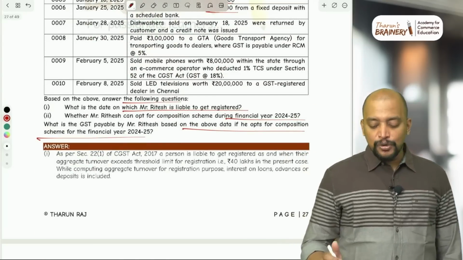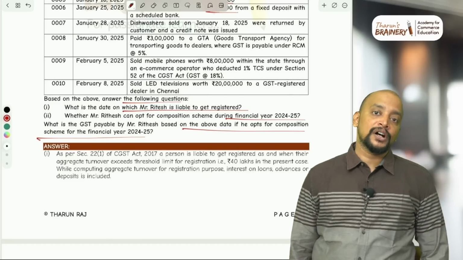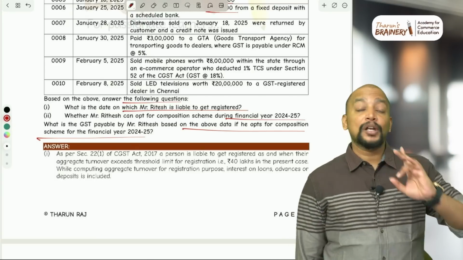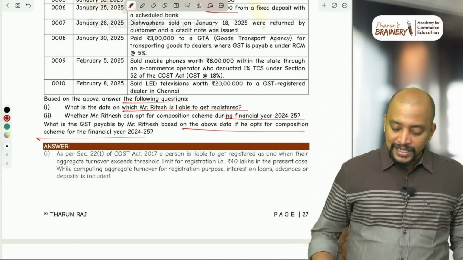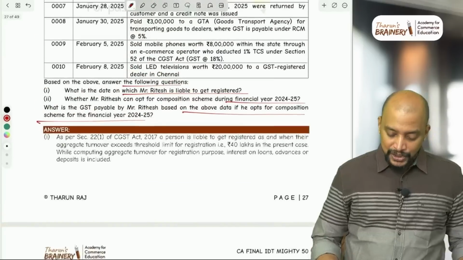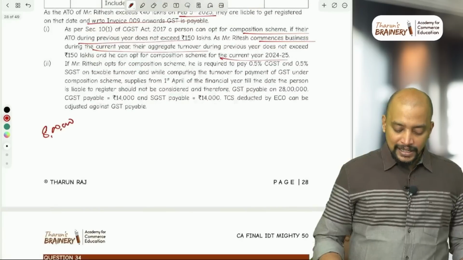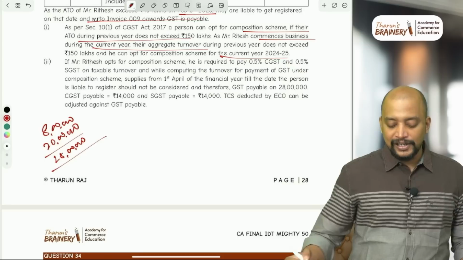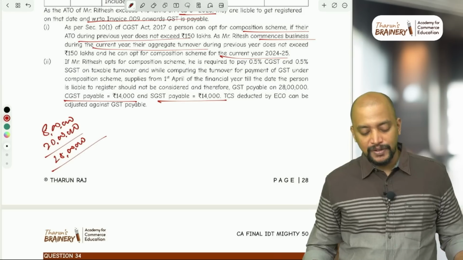But he is making sale of mobile through an e-commerce operator. Isn't he disqualified from composition scheme? No, he is not disqualified, because only supply of services through an e-commerce operator who is liable to deduct TCS is disqualified. But supply of goods through an e-commerce operator, no disqualification, they can still be in composition scheme. So on this 8 lakhs, then there is one more transaction. What is that? 20 lakhs sold LED televisions within the state. On this 28 lakhs, 20 lakhs and 8 lakhs, they need to pay GST at the rate of 0.5% CGST and 0.5% SGST. So this will be taken as the answer.